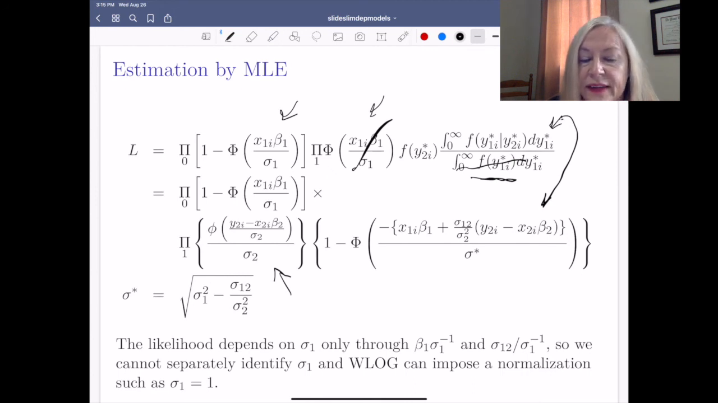If you look closely at the likelihood, sigma 1 never enters by itself. It only enters as beta 1 divided by sigma 1. And also sigma 1, 2 never enters by itself. So we cannot separately identify sigma 1 because we never actually see y1. We just see whether y1 star is greater than 0 or not. So without loss of generality, you can impose a normalization like sigma 1 equals 1, and then you can identify everything. If you try to estimate something where not everything's identified, that means you'd have multiple solutions, and then your optimization procedure would never converge. That's how it would show up.